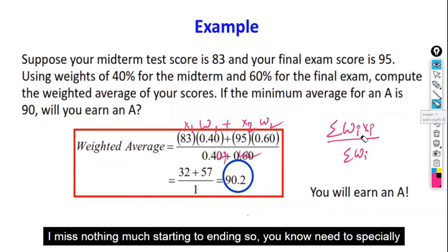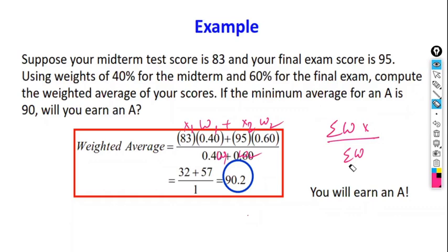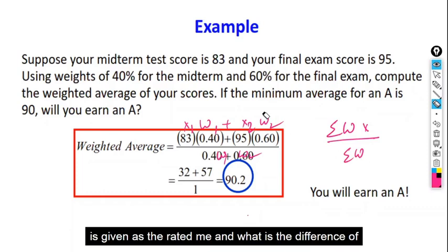I means nothing but starting to ending, so you don't need to specially mention that. If you write like this also, it is sufficient. Sigma W into X divided by sigma W is given as the weighted mean.